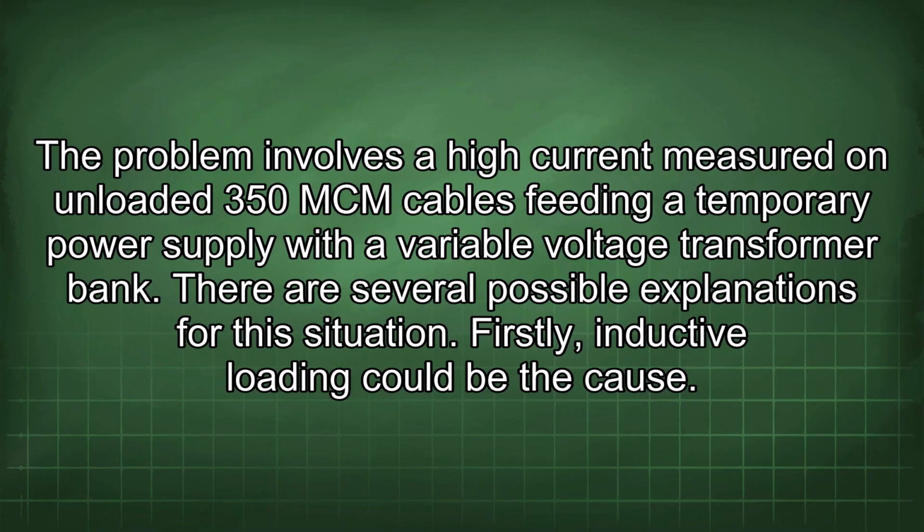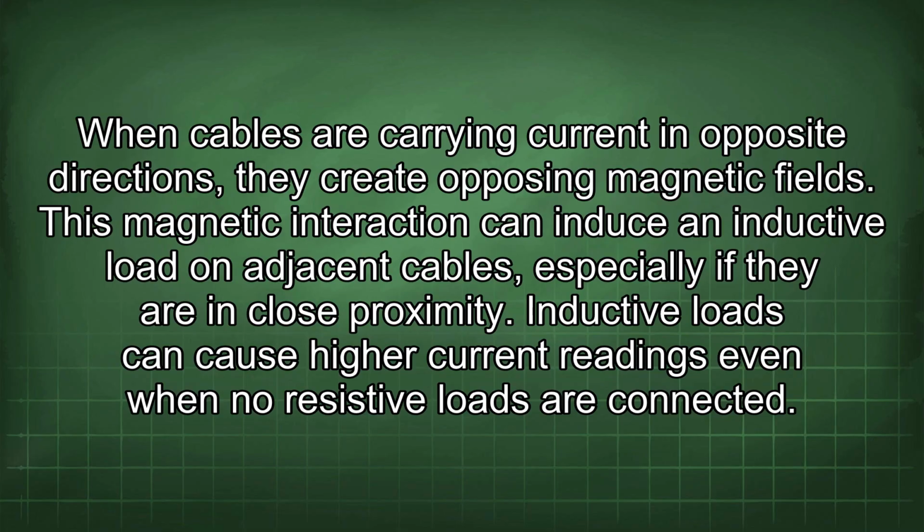The problem involves a high current measured on a loaded 350 MCM cables feeding a temporary power supply with a variable voltage transformer bank. There are several possible explanations for the situation. Firstly, inductive loading could be the cause. When cables are carrying current in opposite directions, they create opposing magnetic fields. This magnetic interaction can induce an inductive load on adjacent cables, especially if they are in close proximity. Inductive loads can cause high current readings even when no resistive loads are connected.